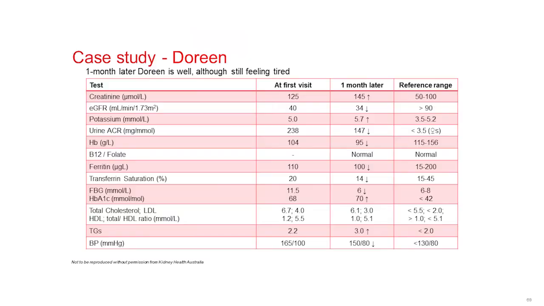Yeah, okay. So 1 month later, we catch up with Doreen again, and the creatinine has gone up to 145. Her EGFR has dropped to 34. Potassium has slightly gone up to 5.7. Her albumin creatinine ratio has decreased to 147. Hemoglobin is a touch low at 95. The total cholesterol is lower at 6.1. Blood pressure has come down to 150 over 80. The HbA1c was 7, but the fasting blood sugar was 6.